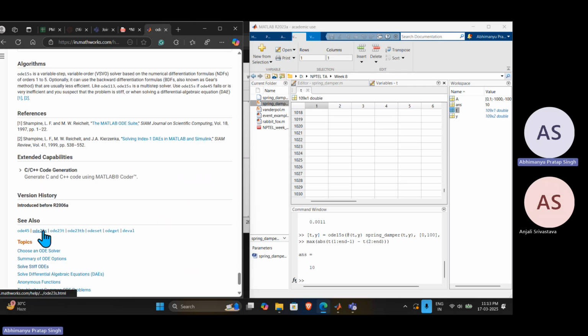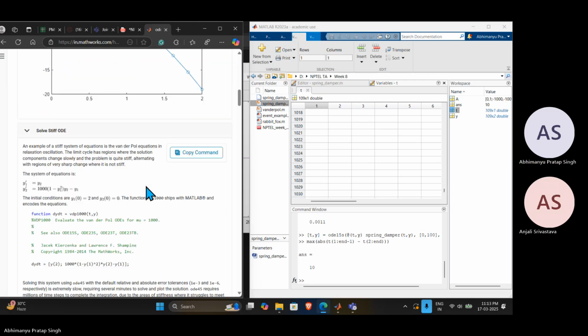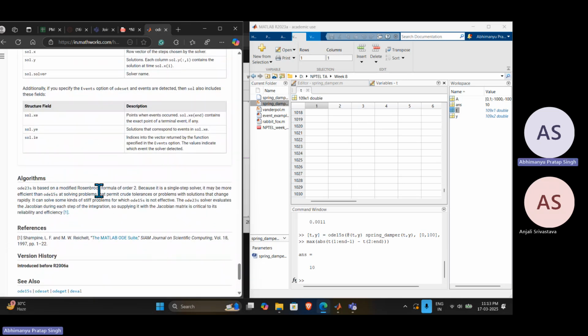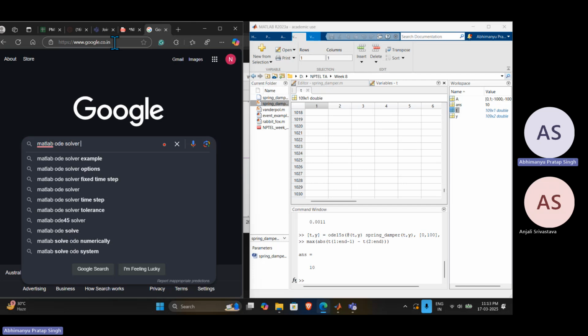Similarly, there is ODE23s. This is a low order method, based on a modified Rosenbrock formula of order 2. Because it's a single step solver, it may be more efficient than ODE15s. But the accuracy is not that much. There are very good ODE solvers.